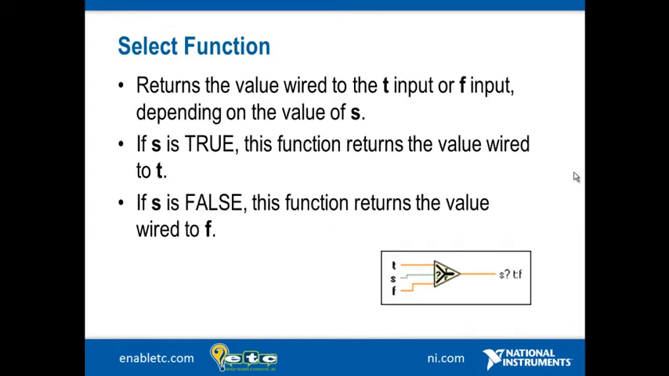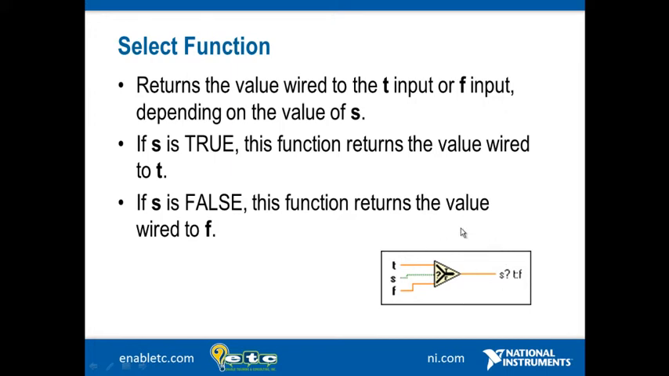The next function we're going to need is the select function. Basically, the way the select function behaves, and it looks like this, it's a triangle with an upper and a lower terminal and a Boolean terminal. And basically what it does is return the value wired to the T input or the F input, depending on the value of the S input. In other words, it's a select. It selects the true value or the false value. So if you picture this almost like an electrical circuit, it's a Boolean switch that's going to allow either this wire to connect or this wire to connect. And we'll see how this can save space.